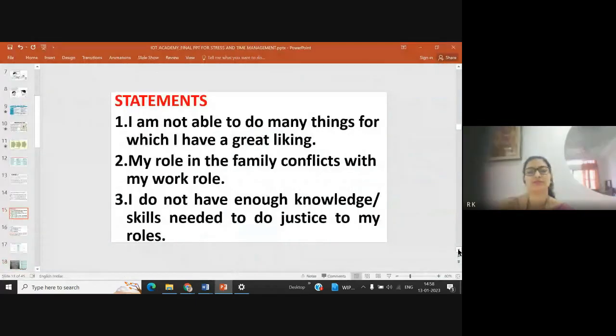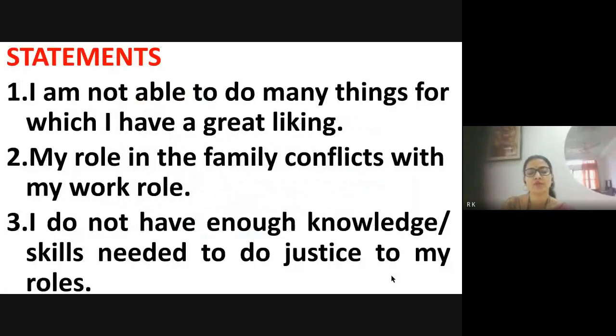No problem. So these are the statements too. Now, moving on to statement 3, I do not have enough knowledge or skills which I needed to do justice to my roles. Sometimes we get frustrated, probably a little low self-esteem, where we feel that I do not have enough knowledge or the skills needed to do justice to this particular role. For example, the role of a director. When I was playing the role of a director a few years back, I felt that certain meetings are really unwanted.